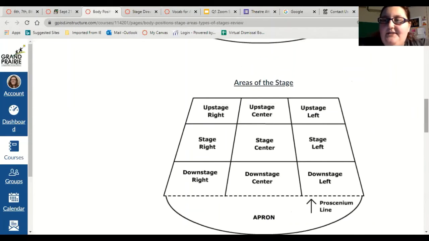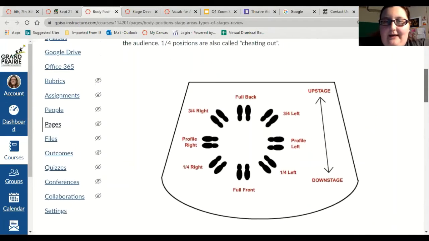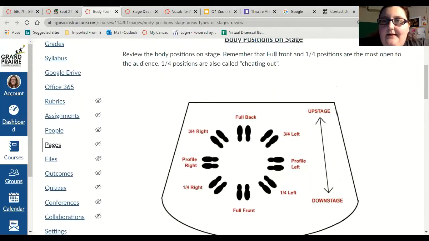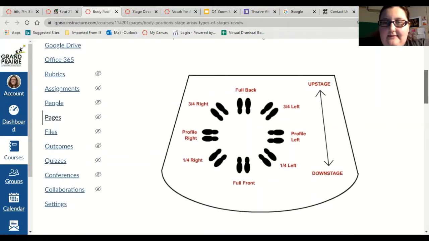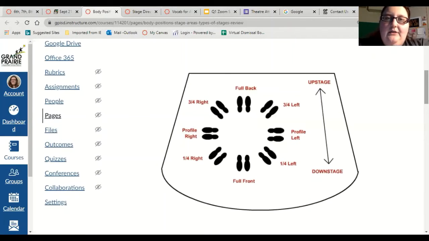Now, here's the part that's different for my Theater 2-3s. These are called body positioning. So we asked on Wednesday, our question of the day, a role-playing question. It said that Miss Reddy was doing a bad job acting and we needed a critique. Part of what she did wrong was she was not facing the audience.